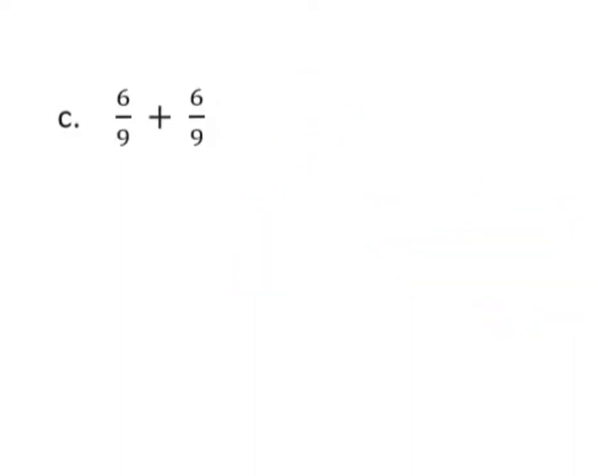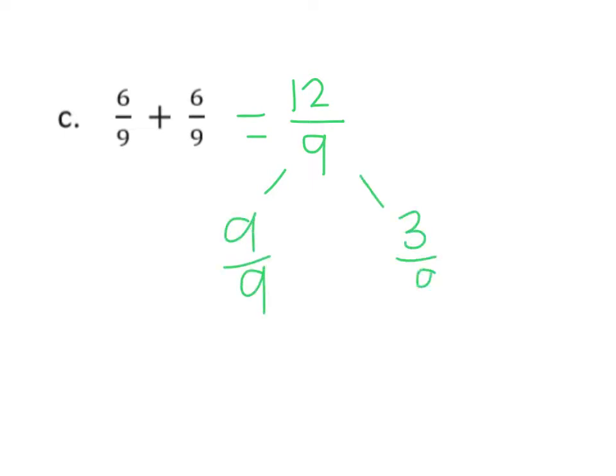Look at letter C, 6/9 plus 6/9. Find the sum. Pause the video while you work and replay when you are ready. First, I need to add the numerators. 6 plus 6 is equal to 12. The denominator stays the same, so I have 12/9. Since it's an improper fraction, we can pull out a whole piece, which would be 9/9. We have 3/9 left over. My final answer is 1 3/9.